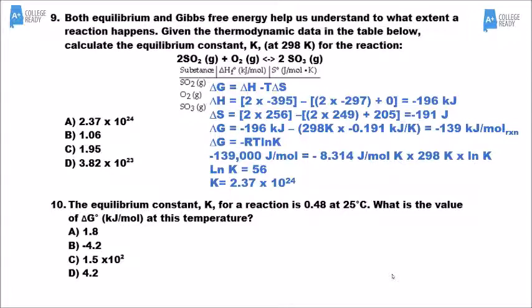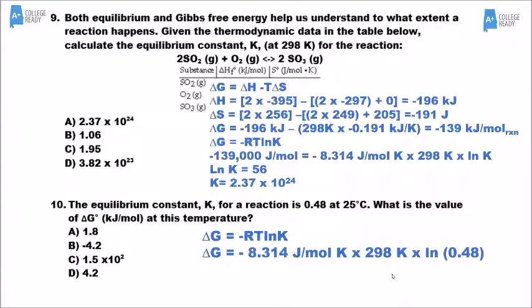Number 10 is very similar, except this time we're going backwards. We're going from a K value to a delta G value. So we plug in everything we know into this equation. The delta G comes out as 1,818 joules, but notice that the question asked for delta G in kilojoules per mole, so that would be 1.818.